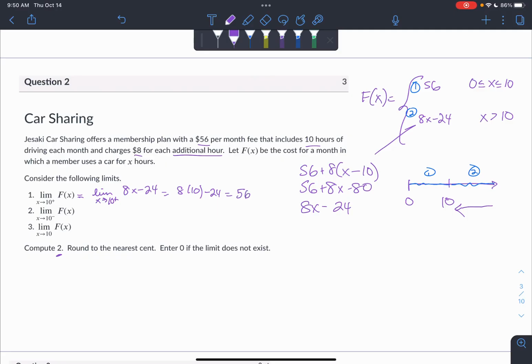All right, for number 2, we're coming from the left this time. So this means as I'm approaching 10 from the left, I need to use this function, the first one, which is just 56. So that's kind of simple for us that there's no x involved. So no matter what my x is, I'm always going to be approaching 56. And then for the last one, you actually do have to compute 1 and 2, the left hand and the right hand limit, and see if they're equal. So since we already did the work, 1 and 2 are equal. So that our answer is going to be 56.